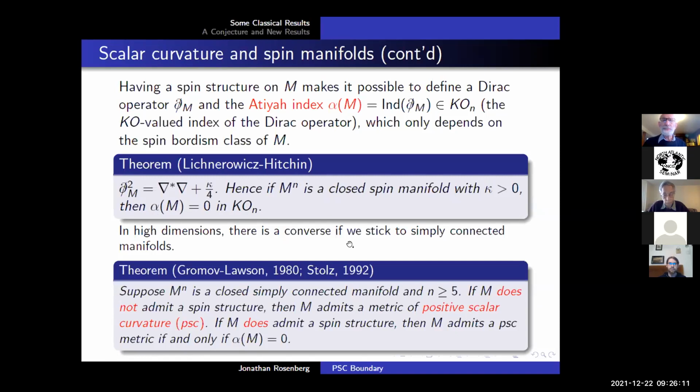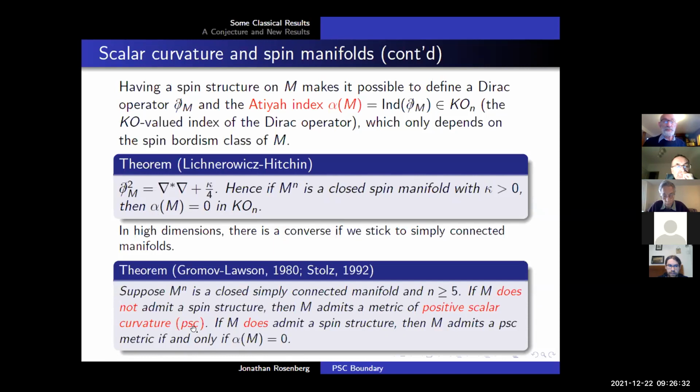Yeah. But Adam, what do we mean by the converse? You keep on saying the converse, and I see only one way implication in this theorem. No, the converse: if we assume that this invariant is 0, then the manifold admits a positive scalar curvature metric. That's what I meant by a converse.